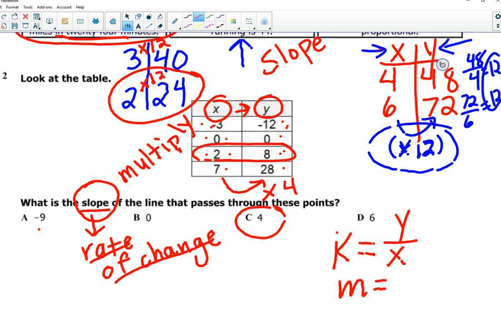So we can take y. We can pick any of these, even 28 and 7. 28 divided by 7, and we still get 4. It's the rate of change, or the slope. All right, let's look at the next question.